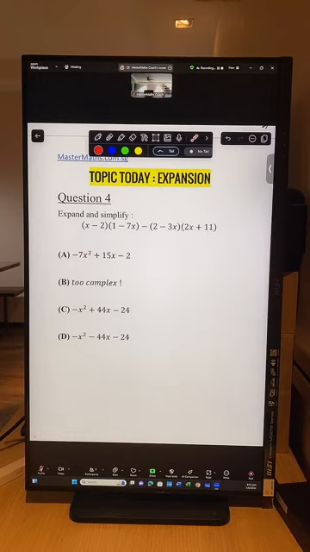Sec 1 math. Well, some people might learn this at Sec 1. Some people might learn it at Sec 2. But if you're taking O levels, then obviously all of this will be very relevant to you, guys. O levels, everything under the sun, so they can test you.